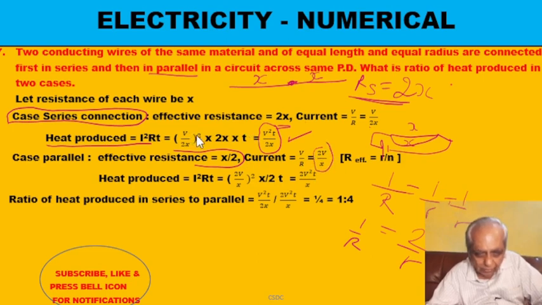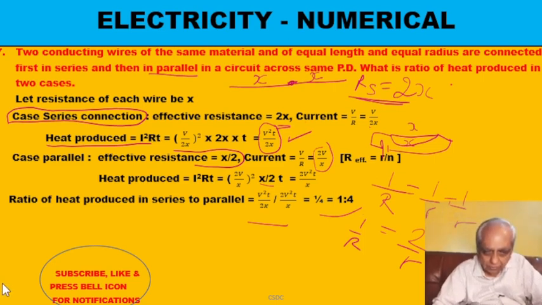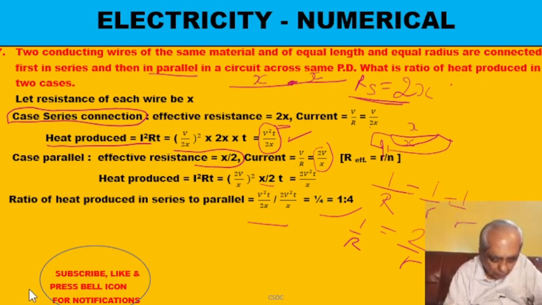Now do the same formula. Heat produced is I square RT. Substitute the value of current that we have calculated, and R is X upon 2. This is my T. You do the algebra and you will get this answer. Now you have to take the ratios, this upon this. If you take the ratios, you will get 1:4. You can work it out yourself. Any difficulties, you can ask me. Otherwise we proceed further.